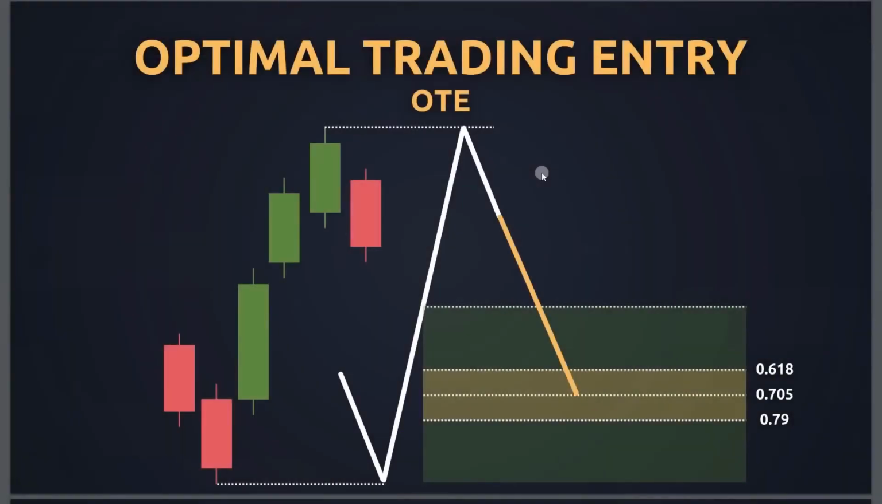So if we apply the same fib, but we change the settings, and this is now the 50%, this is the 100%, this is the 0%, we have new levels right here, and it's 79, 70.5, and 61.8. Those levels are called the OTE. So the OTE zone, or the optimal trading entry, is this zone right here from the 62, or the 61.8, all the way to the 79.